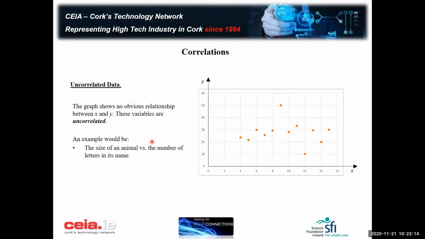Sometimes, though, there's no correlation, and you see no relationship between one variable and the other. I've chosen a kind of silly example there: the size of an animal compared to the size of its name in terms of number of letters. There's no real relationship there. A caterpillar isn't bigger than a bear simply because the name is bigger. There's no correlation at all in that case.